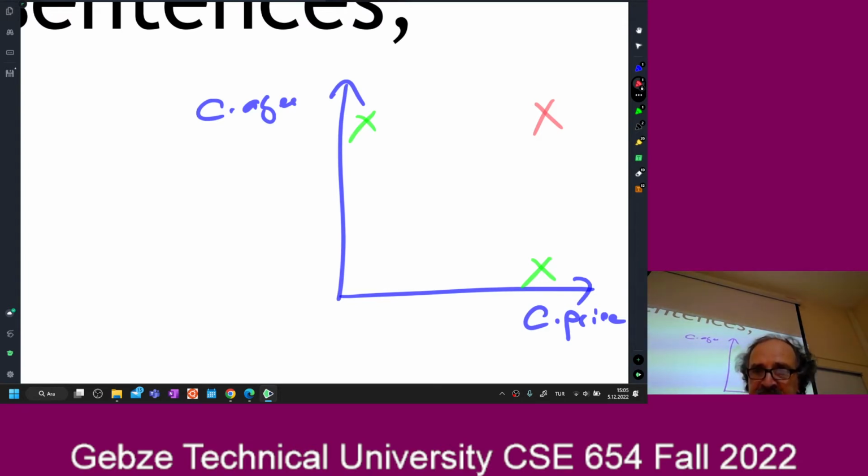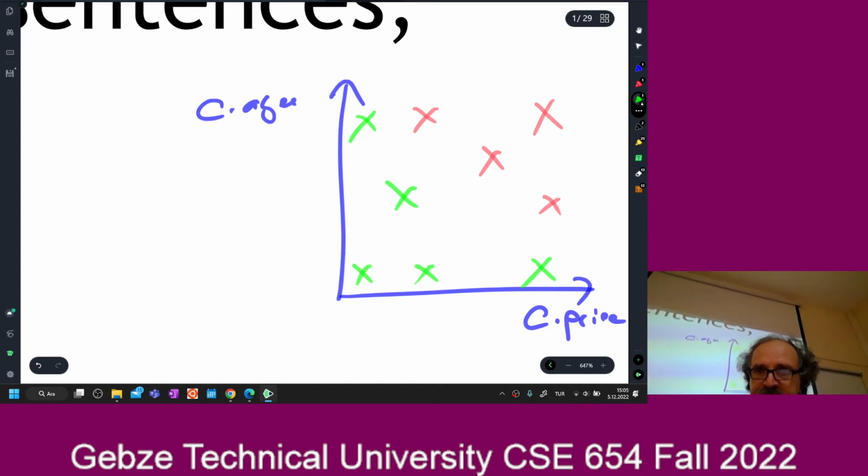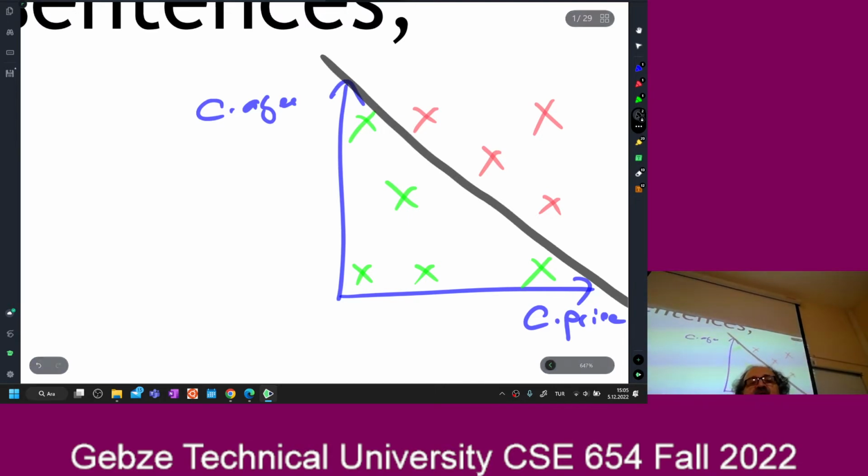I would not buy this car either. It looks like there is a line that separates the cars that I buy and the cars that I would not buy, right? So I have these 10 points, and I can represent each of them like a vector, right?